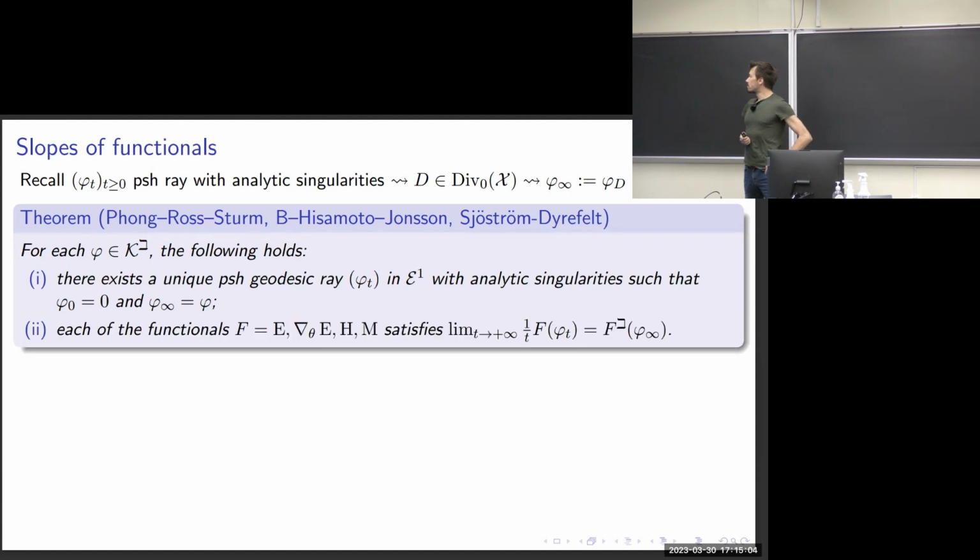And now if you look at the various functionals that we've seen, so the Monge-Ampère energy, one of these nabla versions of it, H, which is the entropy, and then M, which is the K energy, the Mabuchi K energy. Then for each of these, the slope at infinity along the ray is computed by the non-Archimedean version of the functional. So that's the main justification, of course, for the previous definitions, in particular for the entropy. It justifies the use of the log discrepancy function we've seen before.